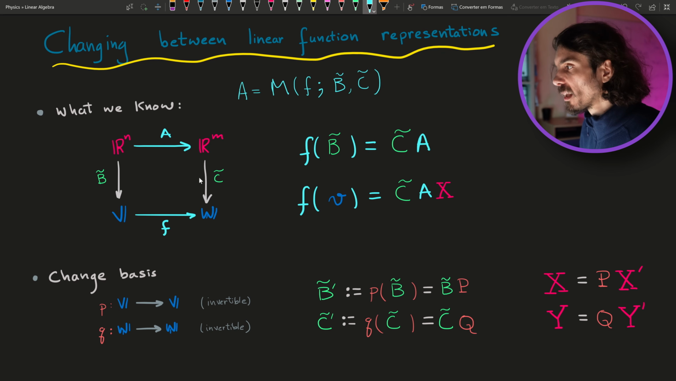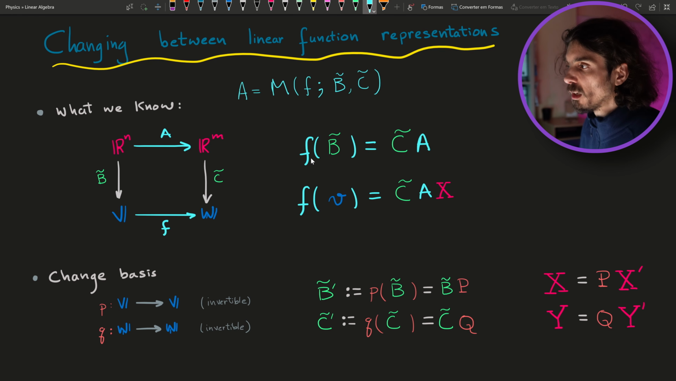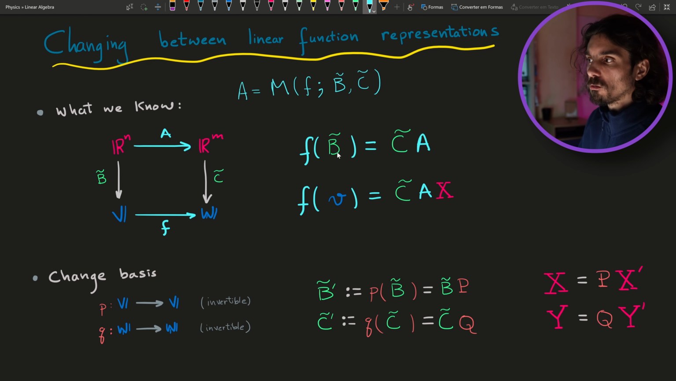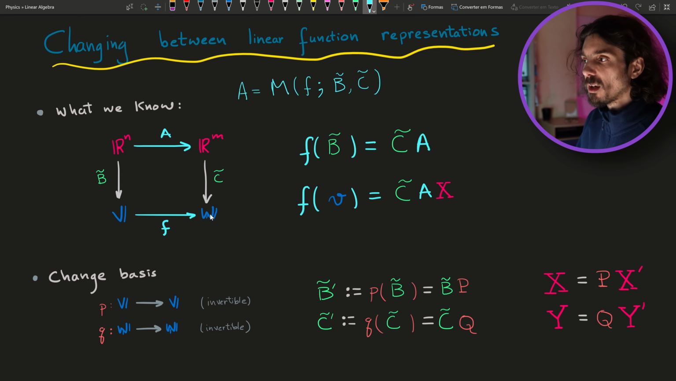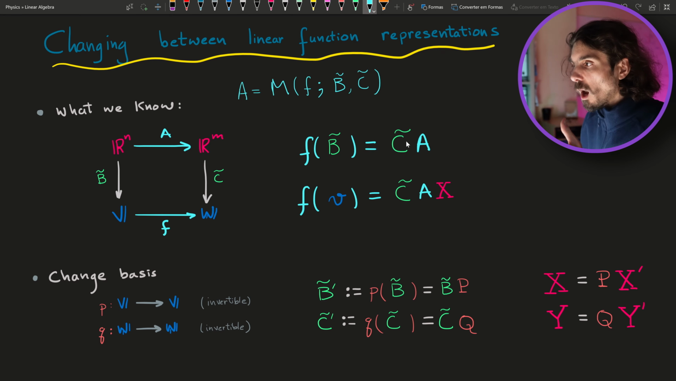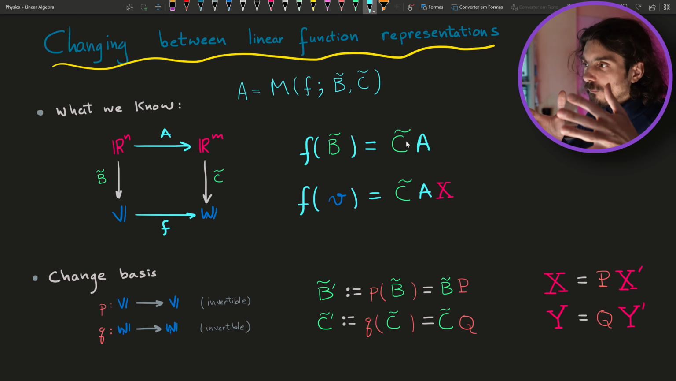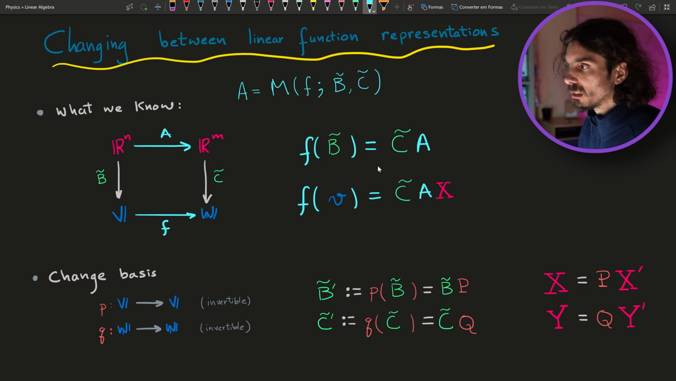Now, connected with that diagram, we derived in the previous lecture the following equations. So f of b, the image of b, is c. When f acts on the basis elements, it gives me some element of W, but since an element of W can be written in terms of c, it can be written as c tilde times a. That's what this equation means: how f acts on the basis. So we have a matrix A.